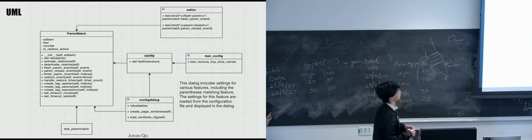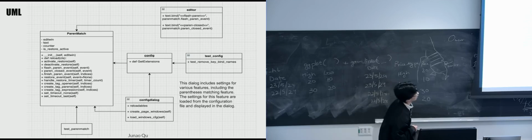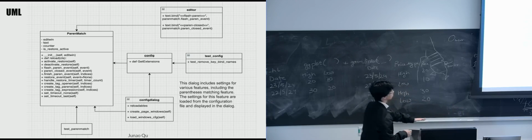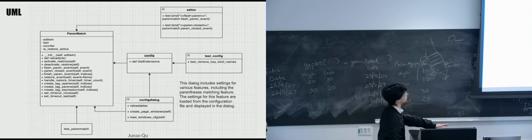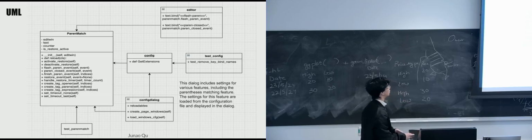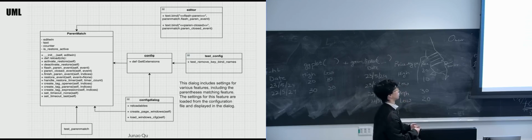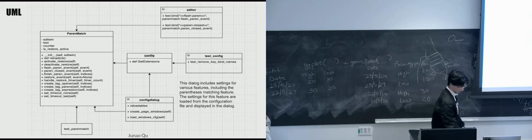We also have a config dialog, which includes the settings for various features, including parenmatch, and we also have configdialog, which shows how the config looks. And also we have a test for configure that will test how parenmatch works in the config, and we have test_parenmatch to test how parenmatch works. So these are all the related files.